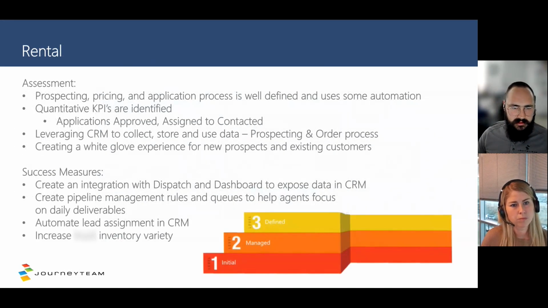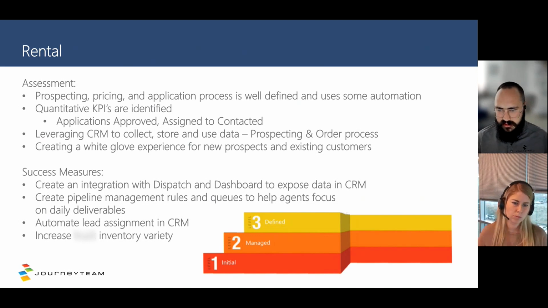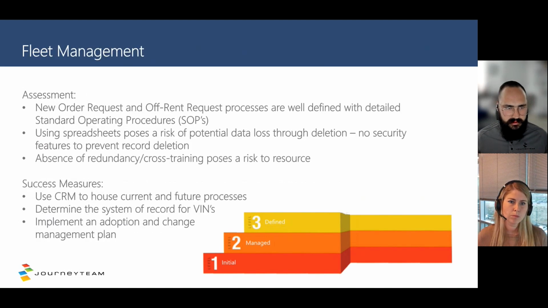So an example of this would be with their rental team. We met with them and identified 3 or 4 things that we noticed as we met with their different employees, and then the success measures there help them understand how they can level up. So here in this case, they're at a level 3, and we're trying to help them get to a level 4. And similar thing with their fleet management team, we identified three areas where they either need improvement or just things that we noticed, and then 3 or 4 recommendations of how to move forward.